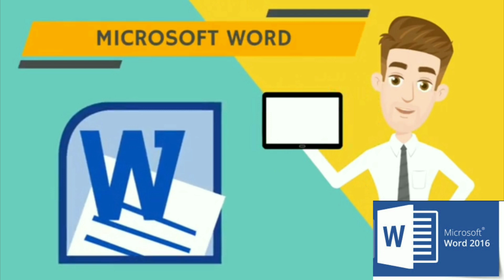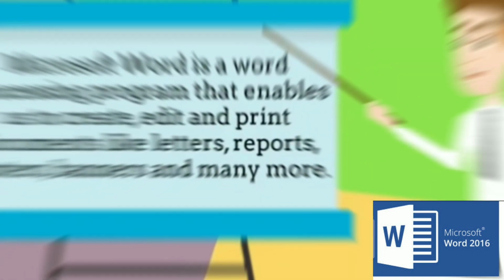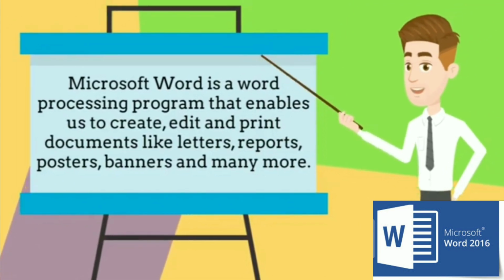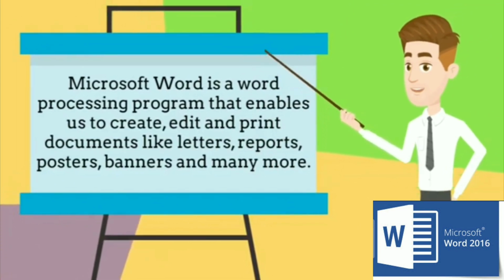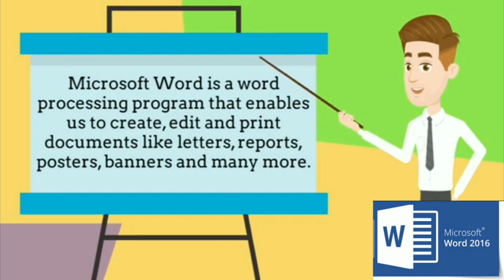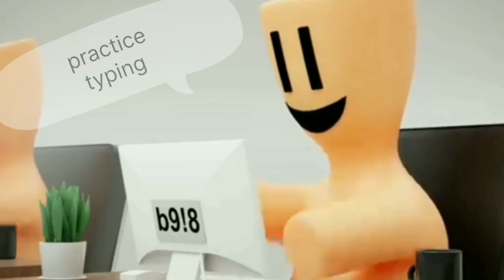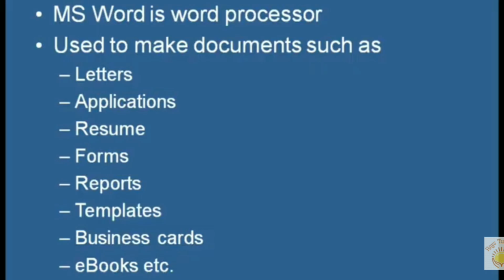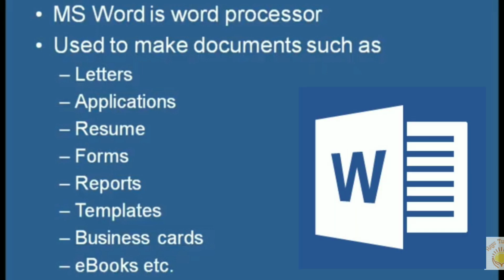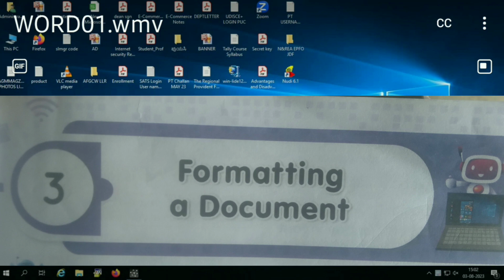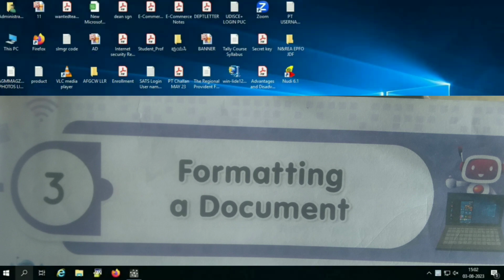Microsoft Word. Microsoft Word is a word processing program that enables us to create, edit, and print documents like letters, reports, posters, banners, and many more. Typing is an important skill to be efficient in doing our work faster, to type all these types of documents in Word. Chapter 3, Formatting a Document.